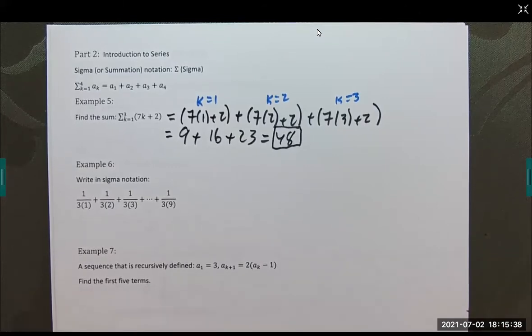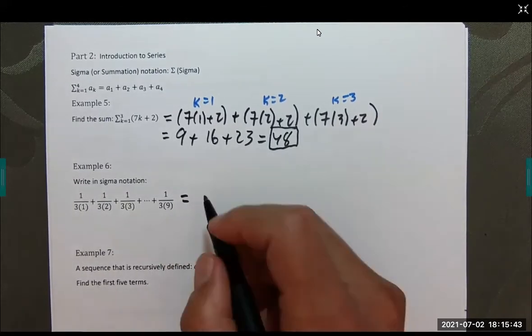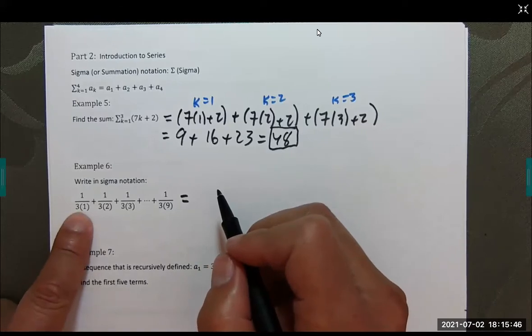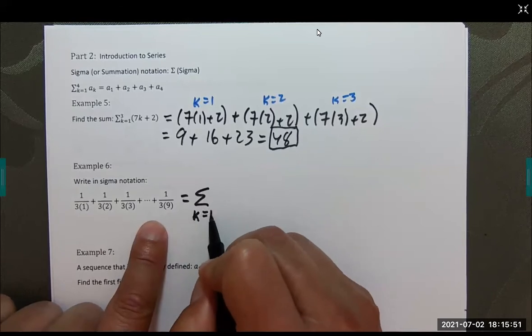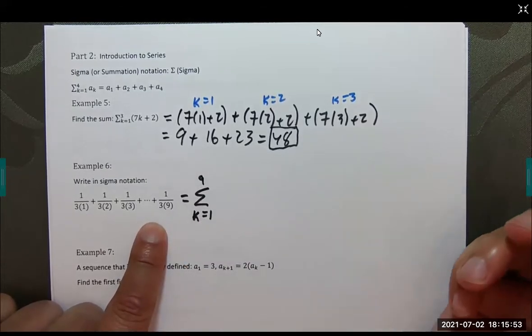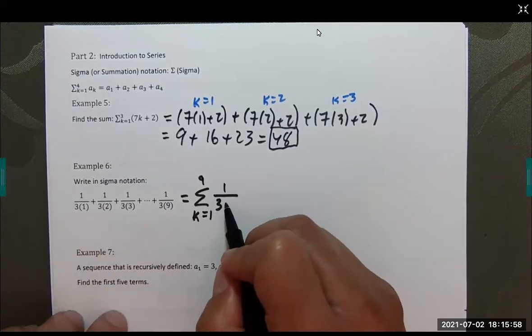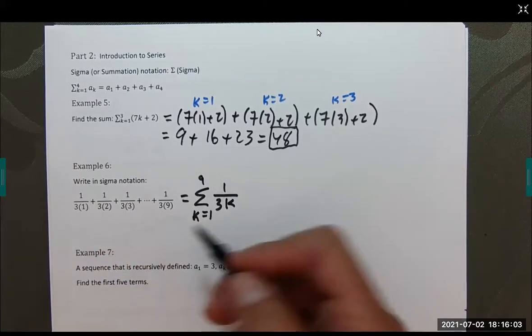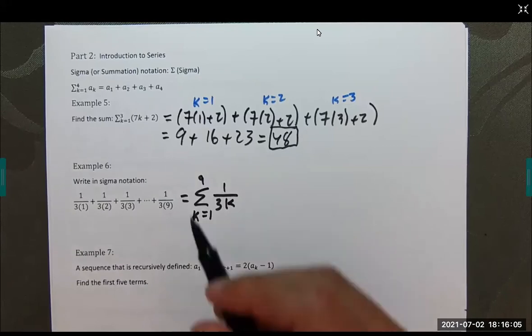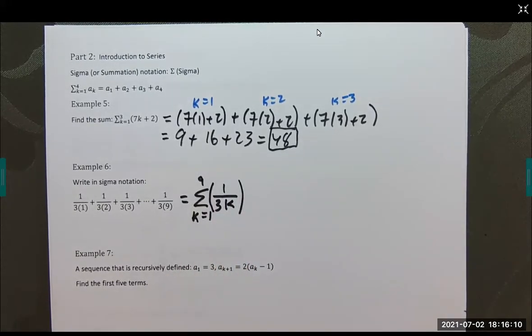Then we're going to go the other way and rewrite this in terms of sigma. We can use k again. Looks like k is going from 1, 2, 3, up to 9. So k is going to start at 1. We're going to go up to 9. And it's looking to me like we have a 3 in the bottom every time. And then the k that's changing, the 1, the 2, the 3, the 4, up to the 9. So there we are. Some teachers put parentheses around that just to make it clear that it's the whole thing. All right.